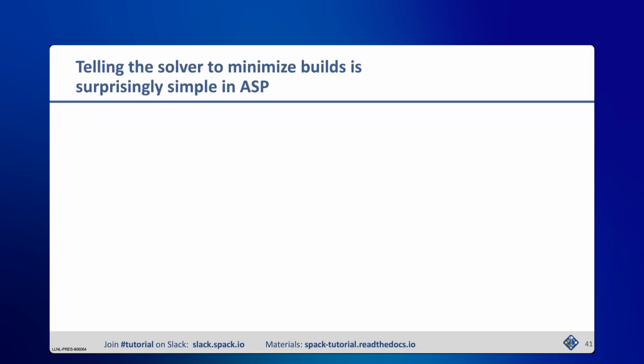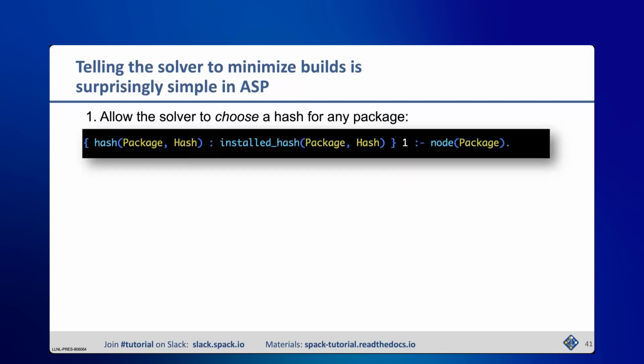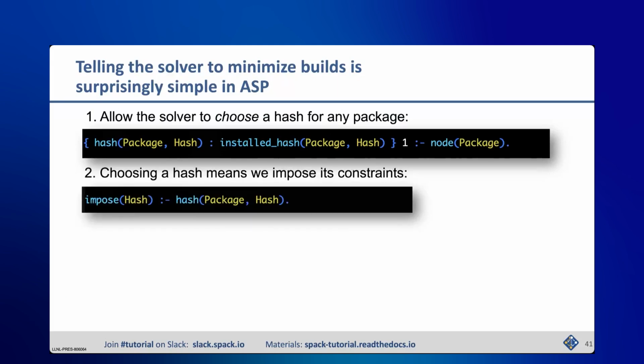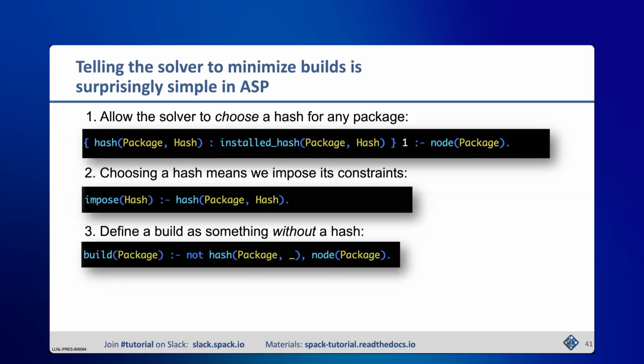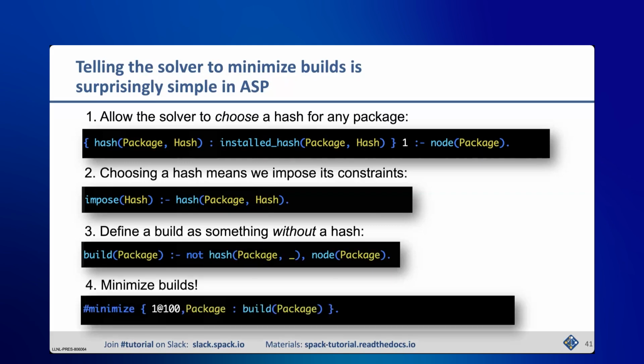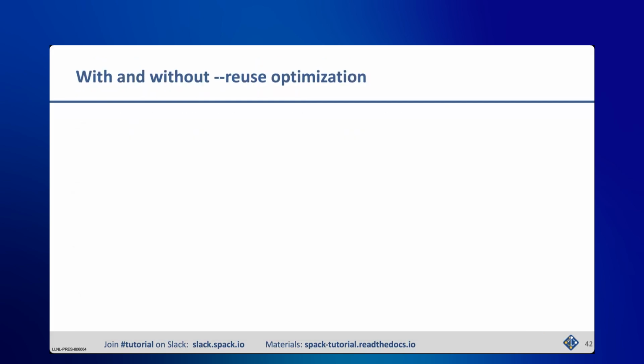And it's surprisingly simple to tell the concretizer to minimize the builds that it does in answer set programming. So we can say, hey, if you can choose a hash for any package that you want to install, if there's an installed package, you could choose to use the installed version. If you do that, you have to impose all the constraints. So you have to make everything compatible with the version that's already installed. You can't change any of that because it's already built. If we're using that hash, we have to use it exactly as it is on disk. We define a build as something that doesn't have a hash, and then we just say minimize builds after that's done. And so all of this in ASP ends up being very short, and we're able to choose a configuration that uses the most packages that we can from the installed options. And so this is the default now in Spack.